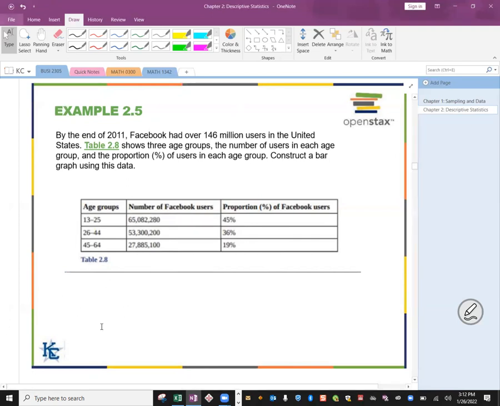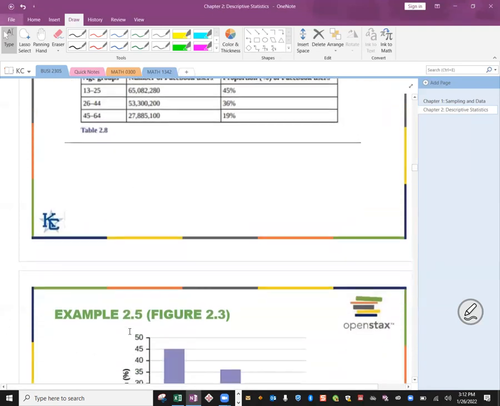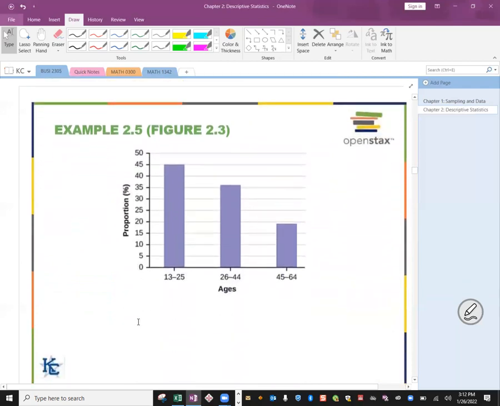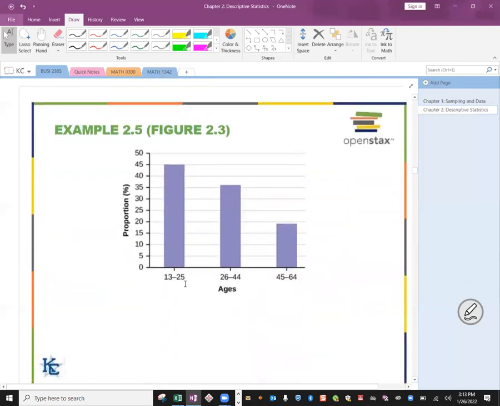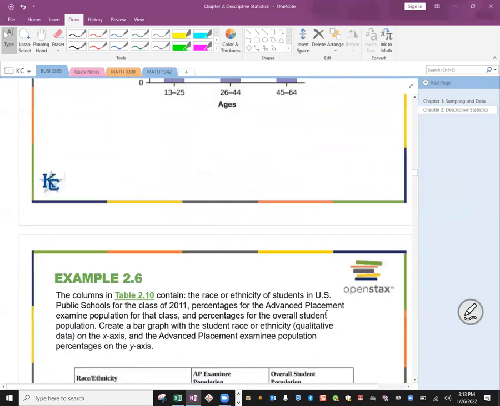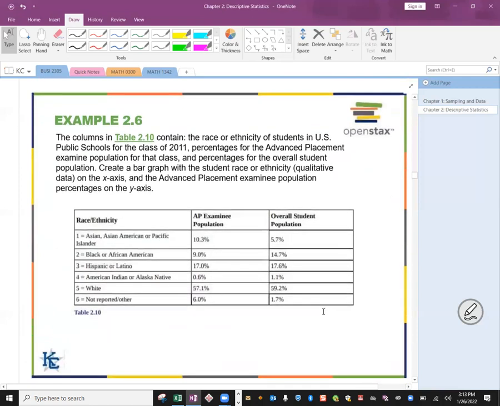So if we're taking a look at this, and we created a graph using the proportions, the bar graph would look like this. And this is categorical data. They do have ages, but we're putting them in age groups. And so we have 13 to 25, 45% of our users are 13 to 25. 36% of our users are 26 to 44. And 19% of our users are 45 to 64. Let's take a look at another example.